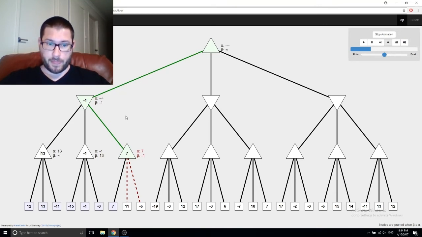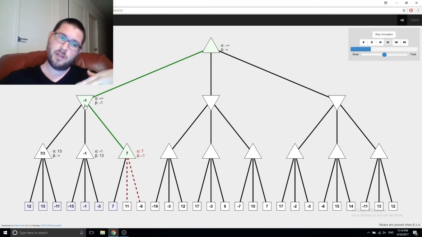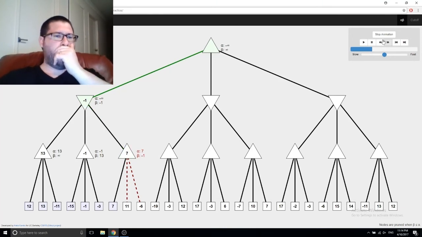Okay, so this will pass up its value of alpha, which is 7. But since this is a minimizing node here, and the minimizing node is trying to push down the value of beta, it's not going to change because 7 is higher than -1. It won't allow it to reduce the value of beta any further, so it will not update that value. Okay.